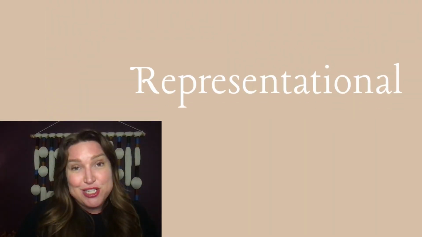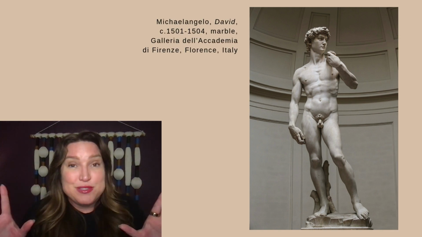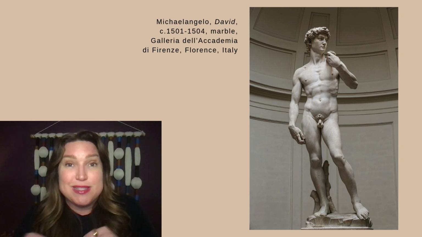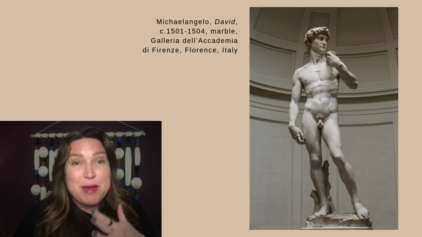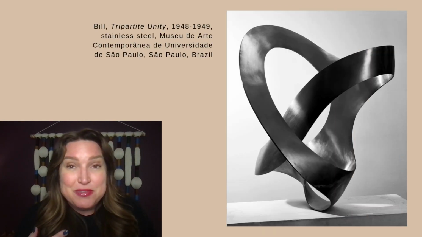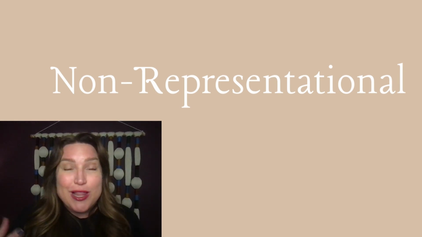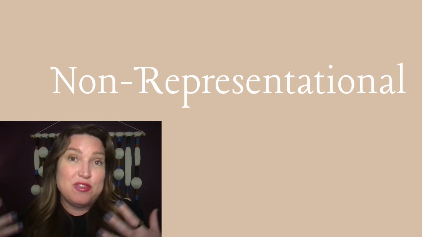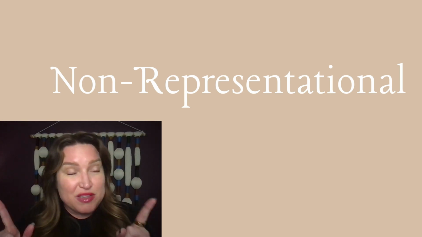The first one is representational. This seems kind of basic. Here we have an image of Michelangelo's David, and it's representational. It's an artwork that looks like something in the real world, something that exists, a human. In contrast, we might call something like this sculpture that just appears to be sort of shapes non-representational. Non-representational means it doesn't look like anything. It's just shapes or lines or colors. These two terms, representational and non-representational, will be very useful.